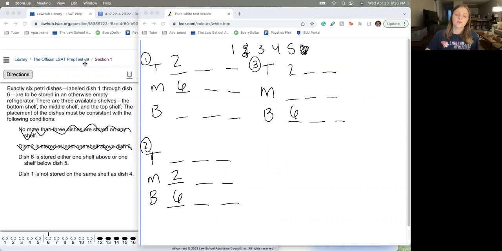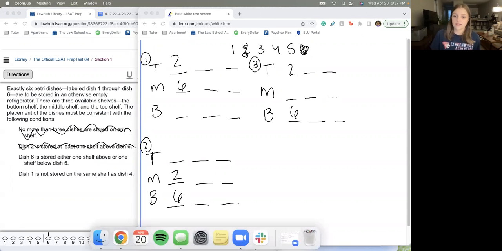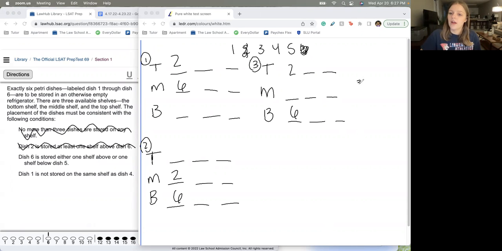So it says 6 is stored either one shelf above or one shelf below. Now, this rule differs from the second rule pretty significantly because that second rule says at least one shelf. This is saying one shelf. So in our second rule, we could have the world where they were split up by 1. But in this rule, it's saying that there's exactly one shelf. It's not saying at least, or at most, it's telling me 1. So for this rule, if 6 is stored either one shelf above or one shelf below 5, I could write it out something like this.